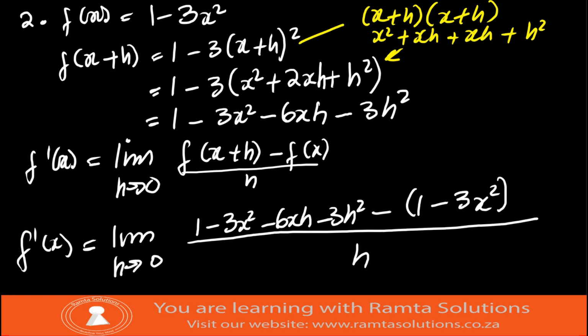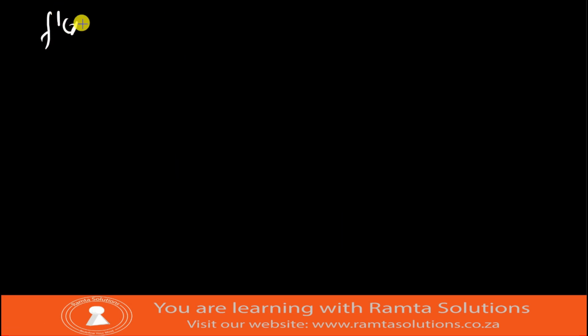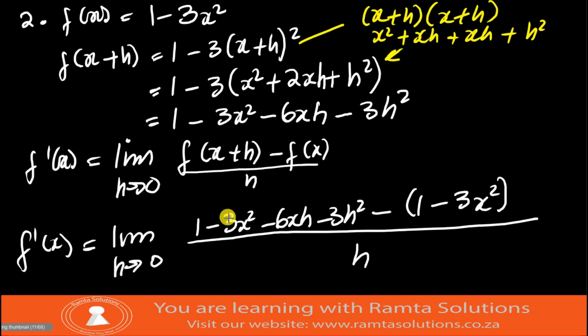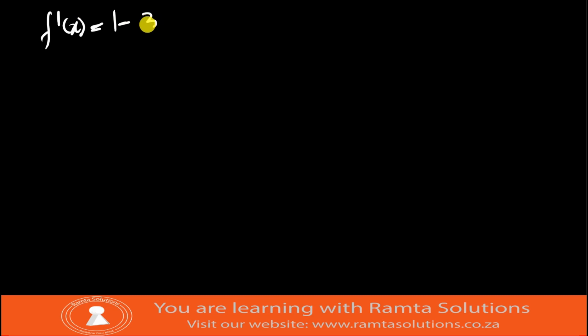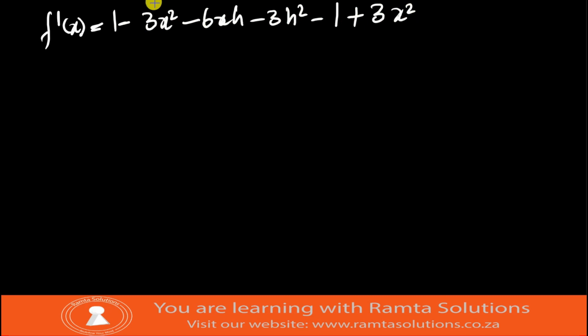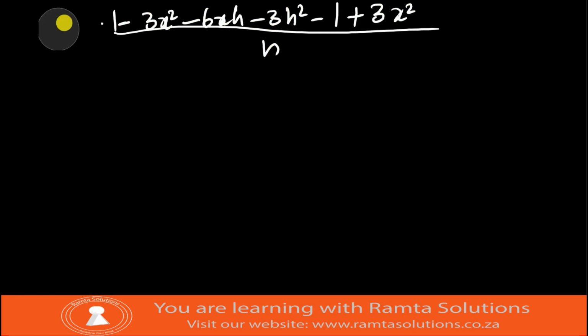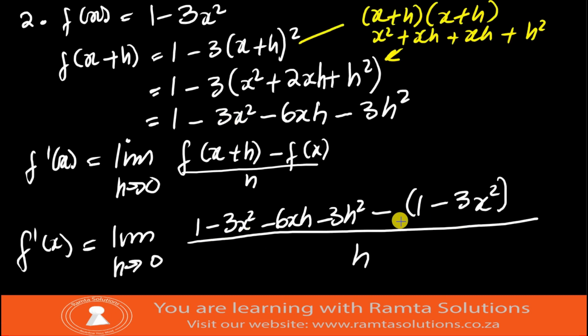Okay, so I will say we have f prime x equals 1 minus 3x squared minus 6xh minus 3h squared minus 1 plus 3x squared, all over h. I see what I did. I forgot something. Let me fix it. The limit as h tends to 0, f prime x equals, right? Okay, so this is it, right?